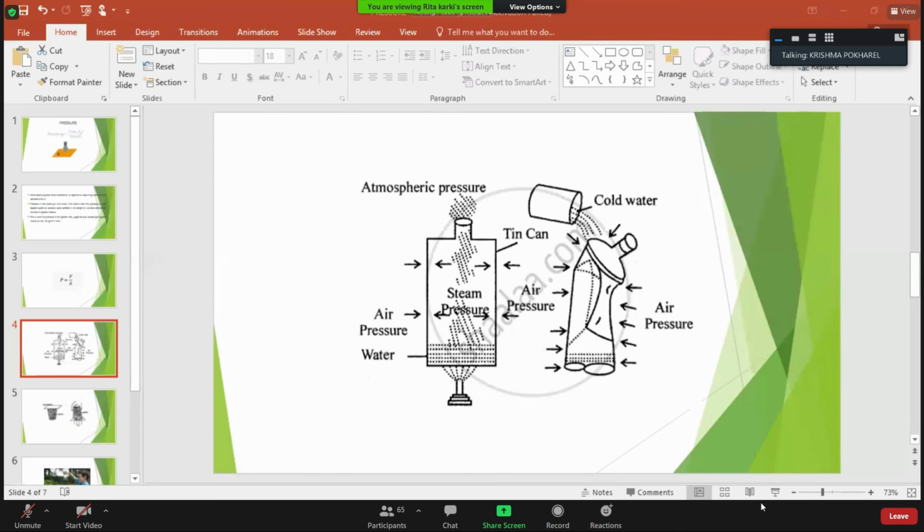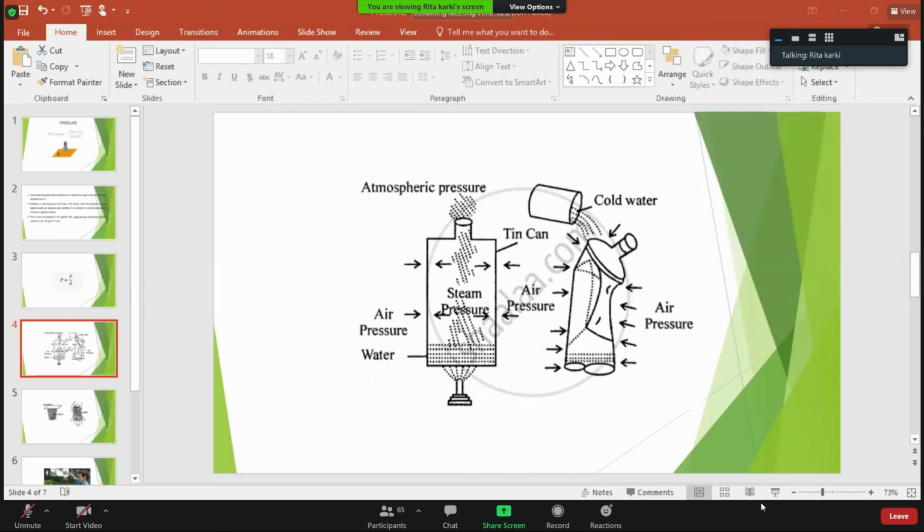Ma'am, due to the air pressure. Due to air pressure. The air pressure is present outside the can. So the air pressure that is present outside the can is basically more in comparison to the air pressure that is present inside the can. Because of this, there is squeezing or distortion of the can after it is poured with the cool water.